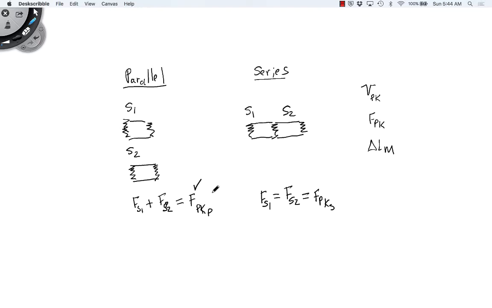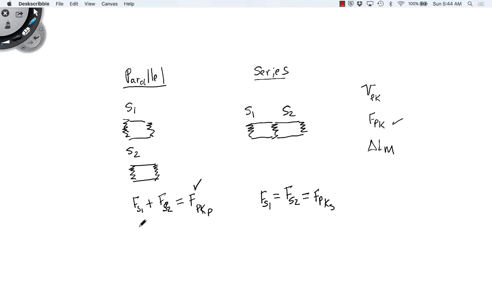Okay, so that covers this. Now let's look at how this might affect peak length, and then we'll relate that to velocity. Essentially, when fibers are in parallel, how does that affect change in length?